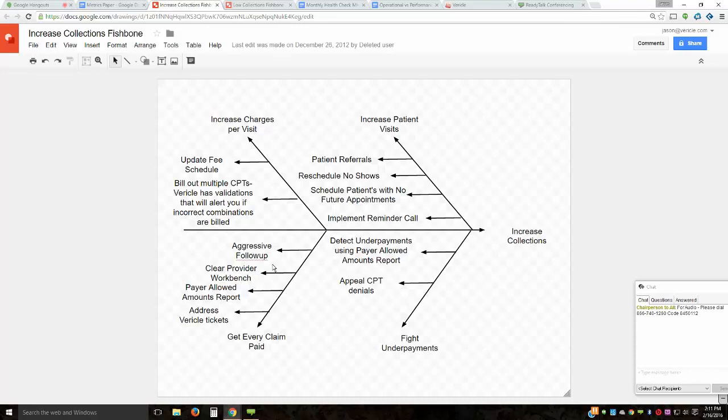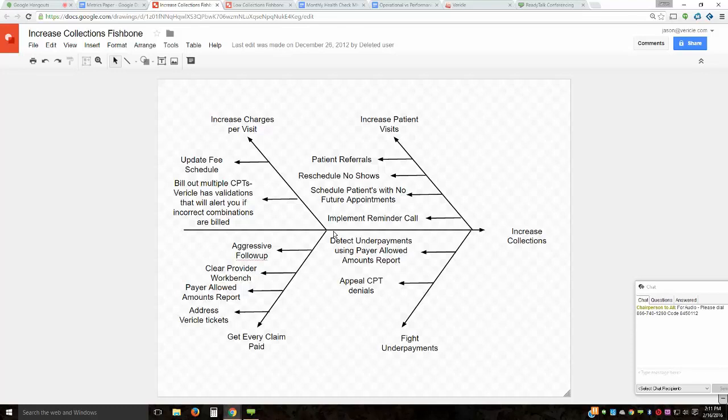But increasing charges for visits is another quadrant that we would struggle as an organization to help you with. Making sure that you're billing out every line item, making sure that you're billing the right level of code or the number of units per code. These are things that you're going to have to look at in depth to make sure that the metric of collections is correct. Did your payer mix change?